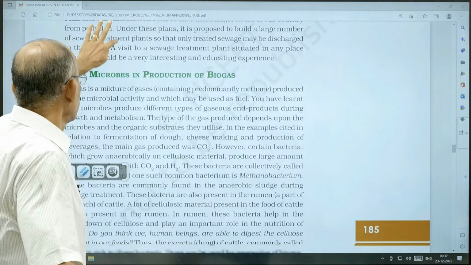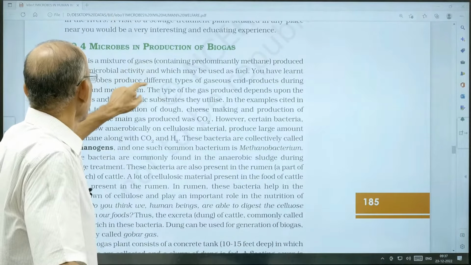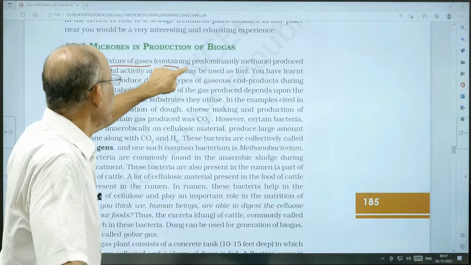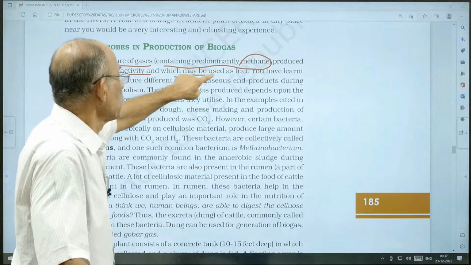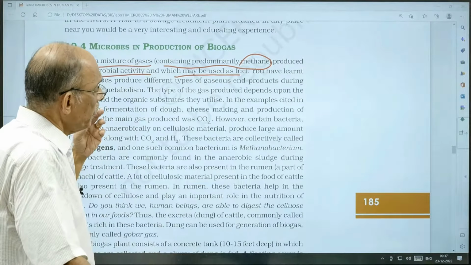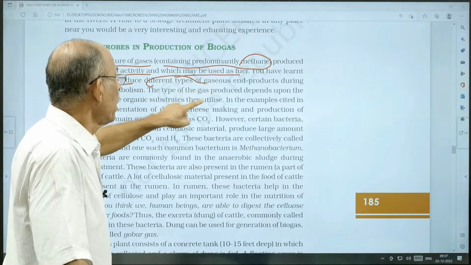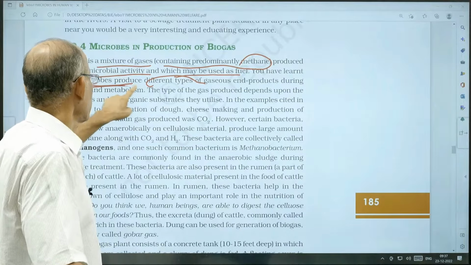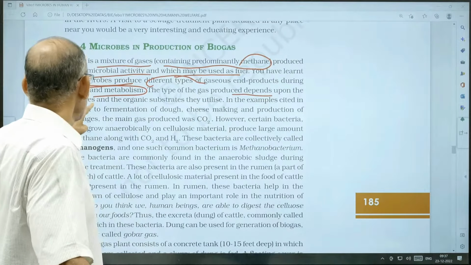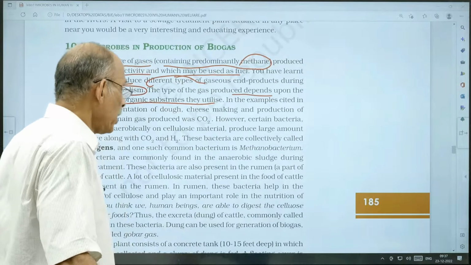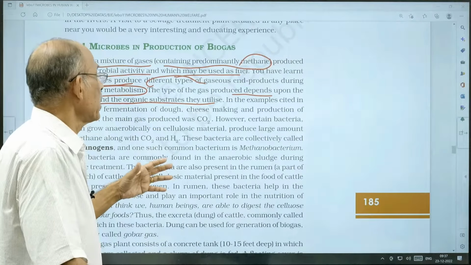Then, microbes in biogas production. The biogas is a mixture mainly containing methane produced by microbial activity, which may be used as a fuel. Microbes produce different types of gases as end products of growth and metabolism, and the gas produced depends upon the type of microbes and the organic substrate that is being utilized.